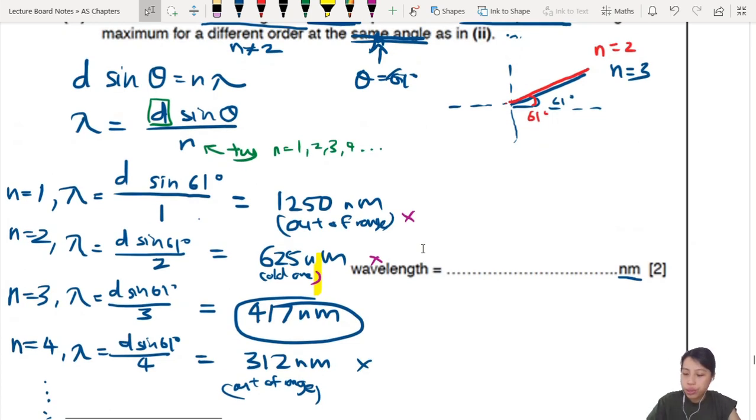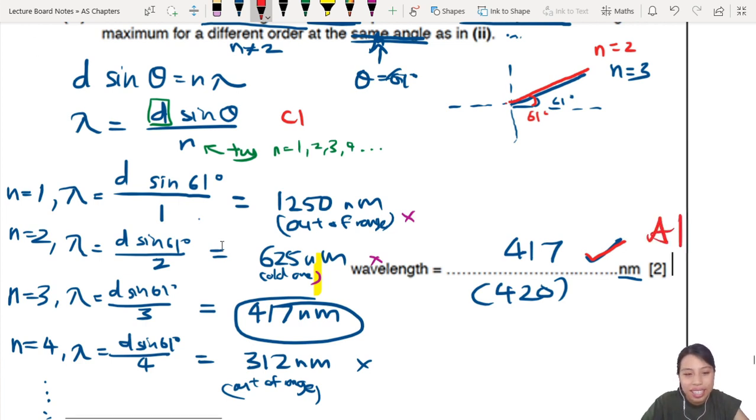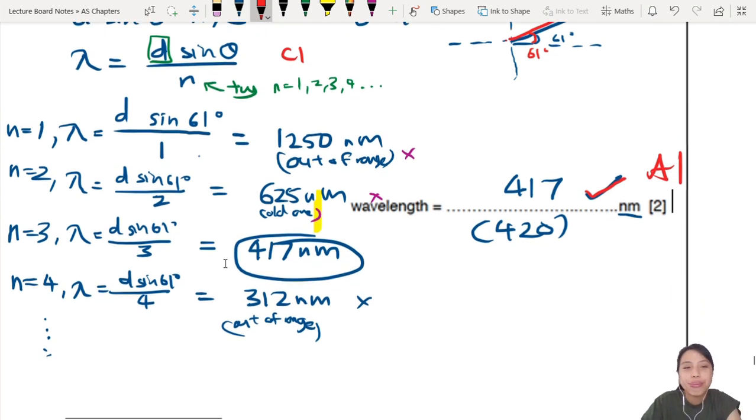2 marks for this one. So 1 comes from your equation. Do you know how to use d sine theta equals n lambda? That one's correct. And then if you have written 417 as your final answer, that's correct. If you do 2 SF, then it's 420. Both correct. Mark scheme you see will write 420. Usually they do 2 SF, but you can write 3 SF. So A1. 2 marks for this. Let's go. A few more questions.